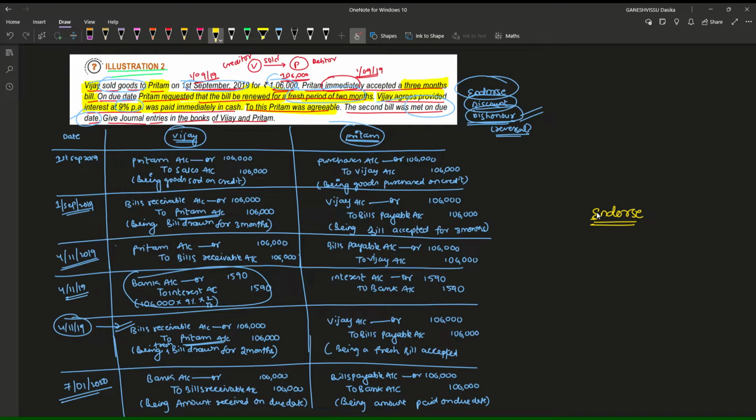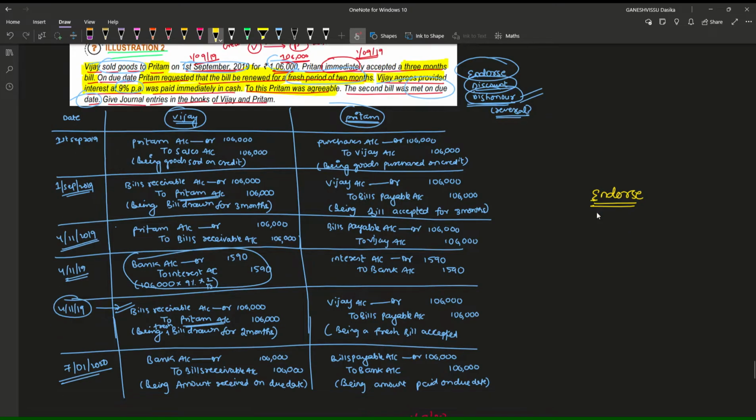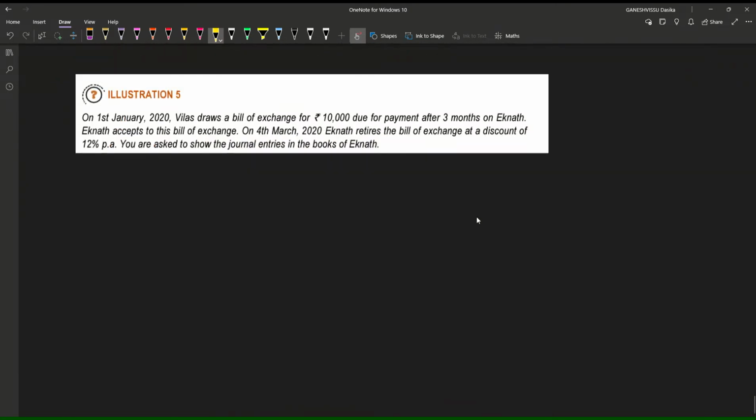If we get those problems also, don't panic. We shall continue with the problems. One second, friends, one minute. We shall go for illustration number 5. Illustration number 5 we are now going to take into consideration.